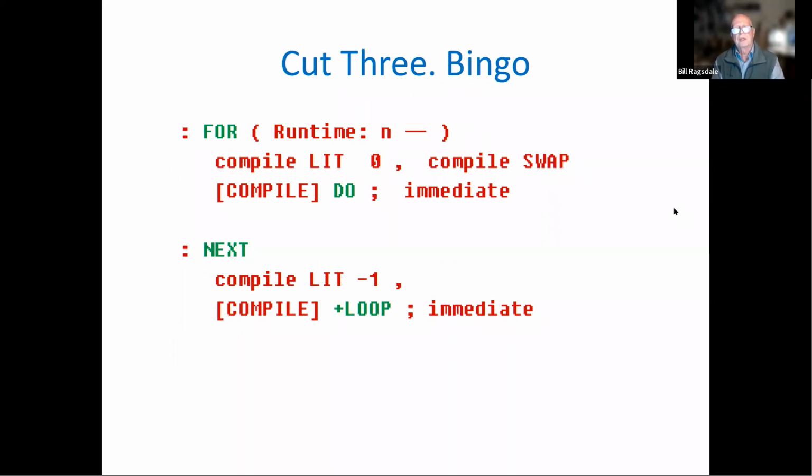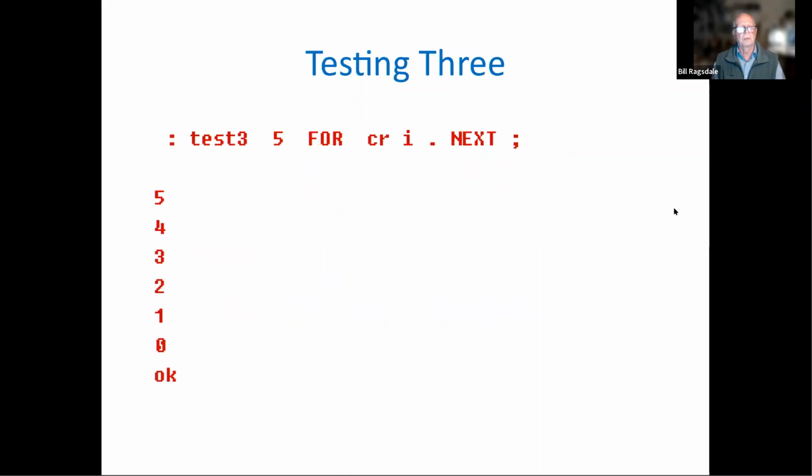So this sets the ending index. The runtime index will be on the stack. Then it uses the do, compiles a full do to do the control structure. Similarly, for next, I just compile a literal of -1 leading into the plus loop. This gives it a declining count. And now I have for next done in just 2 high-level words. I was even shocked at the simplicity.